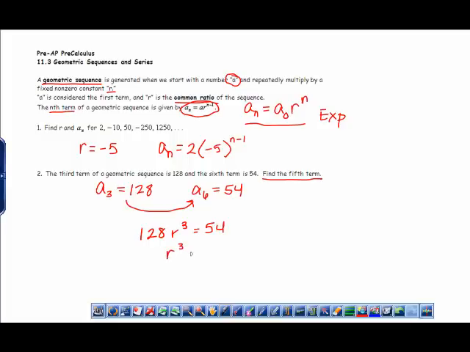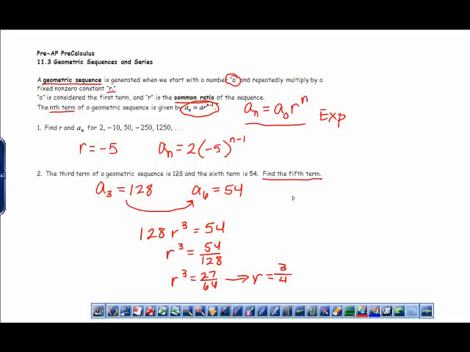So then that means that r cubed is equal to 54 over 128. Now, if you can simplify this, you would want to. And since r cubed simplifies to 27 over 64, this makes this a little bit easier to do because it's easy to take the cubed root. This tells me that r has to be the cubed root of 27, which is 3, and the cubed root of 64, which is 4. So r is 3/4.